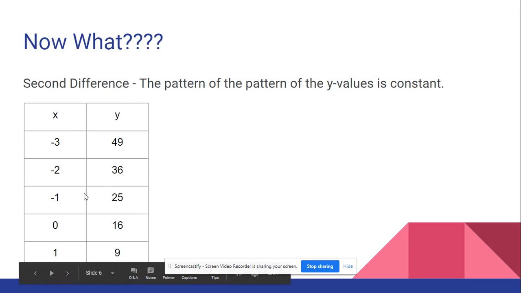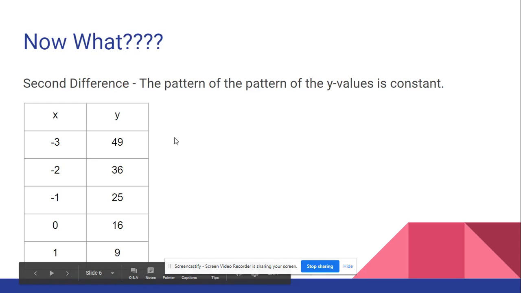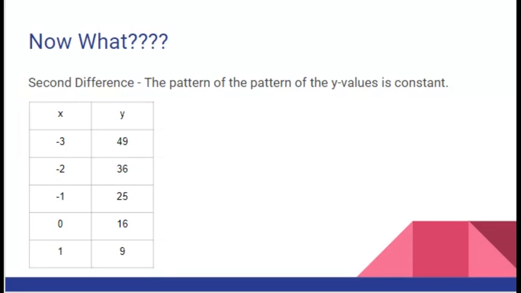I think the best way to explain it is to use this example. We're going to use that same one that we just looked at over here, where it was only showing you the left-hand side of the parabola, and see how we use a second difference to prove that this one is actually quadratic. The first thing we're going to do is find the pattern in the Y column.